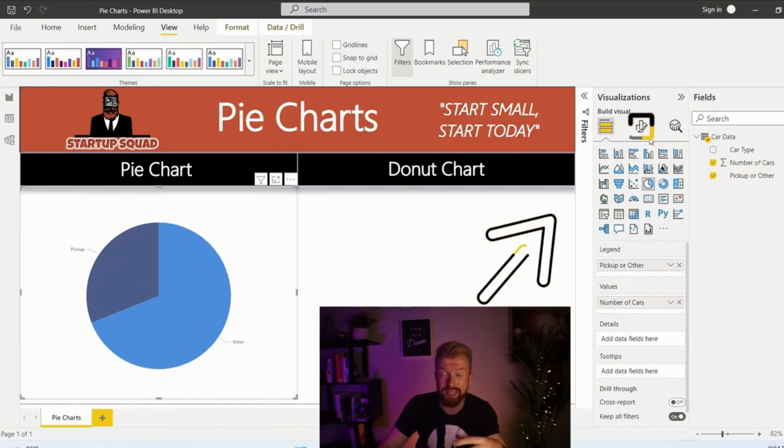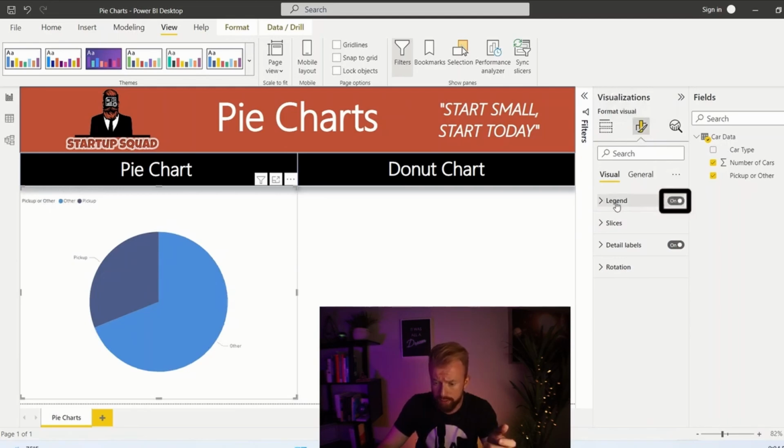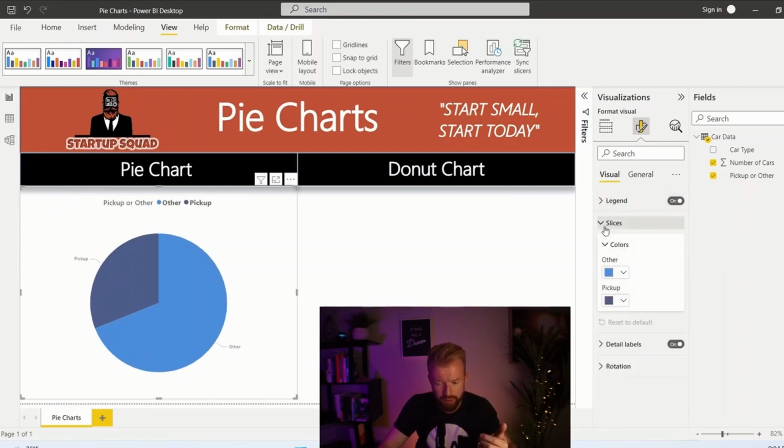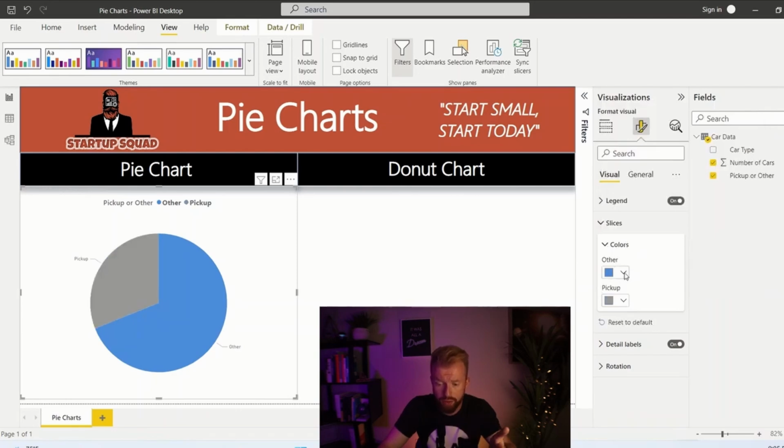So let's go into the visualization pane and make some edits. The first one here is to add a legend. So let's put a legend on and put it over the center of the chart. Next, we can make it a little larger. These colors are really similar. So let's go ahead and make pickup trucks a gray, and we can make other a blue.